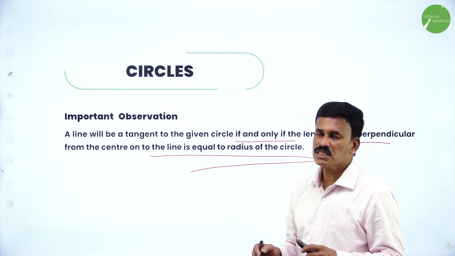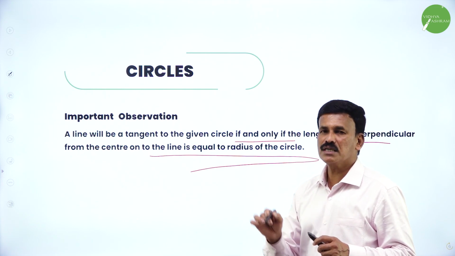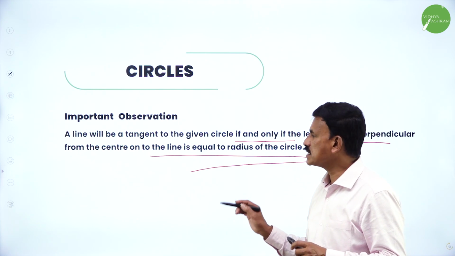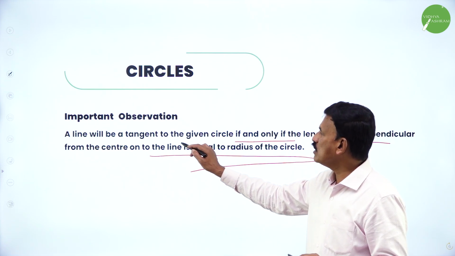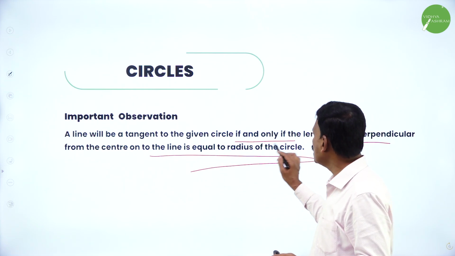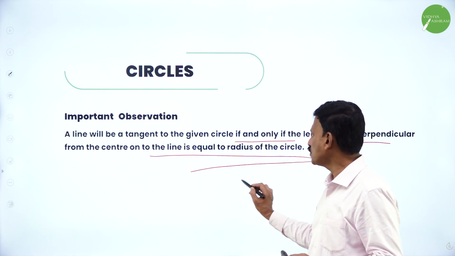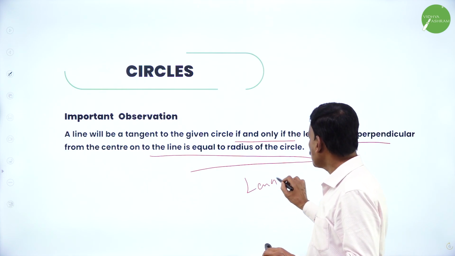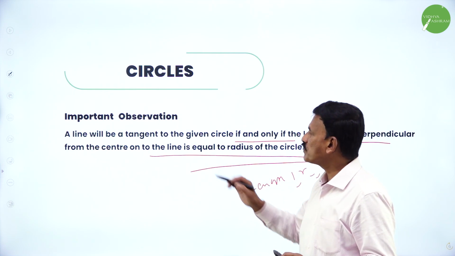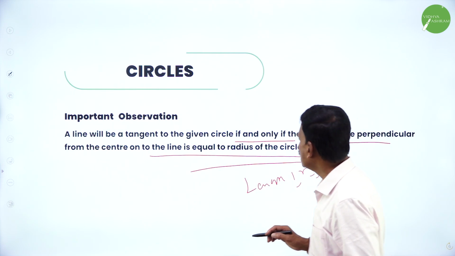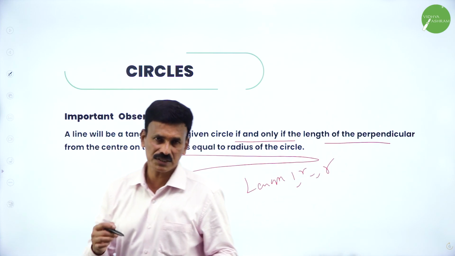So, that means if the length of perpendicular is equal to the radius, then the line is said to be a tangent to the circle. A line will be a tangent to a given circle if and only if the length of perpendicular from the center of the circle is equal to the radius, then it is called the tangent.